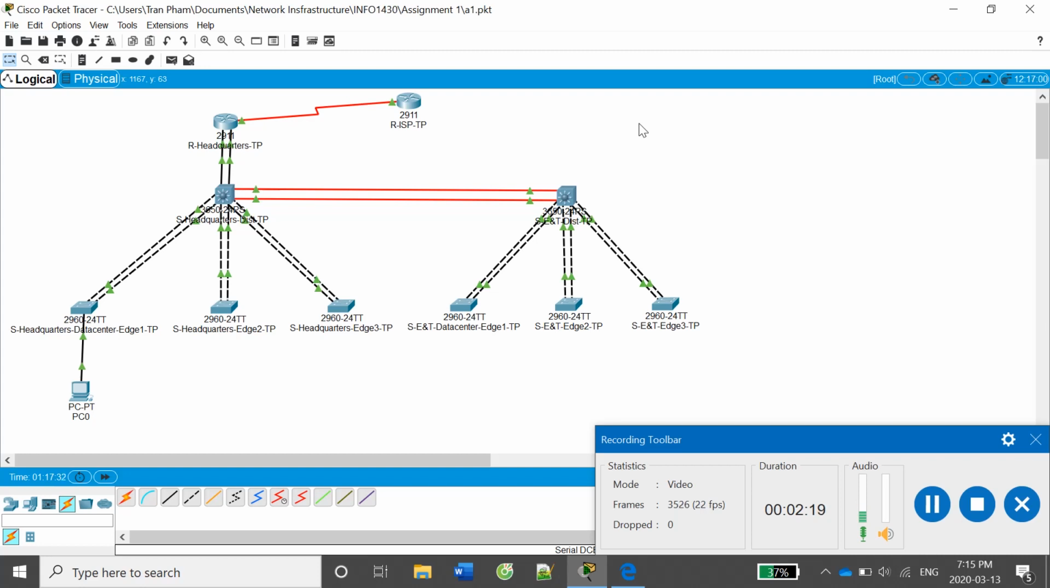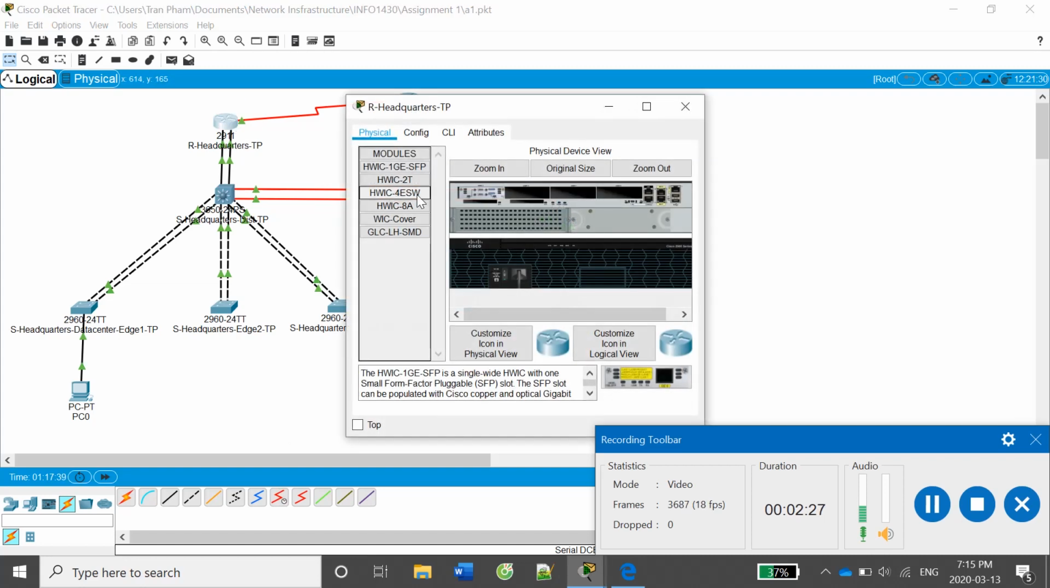For between routers, I use serial DCE here. To use the cable to connect between routers, I have to add HWIC-2T into here.